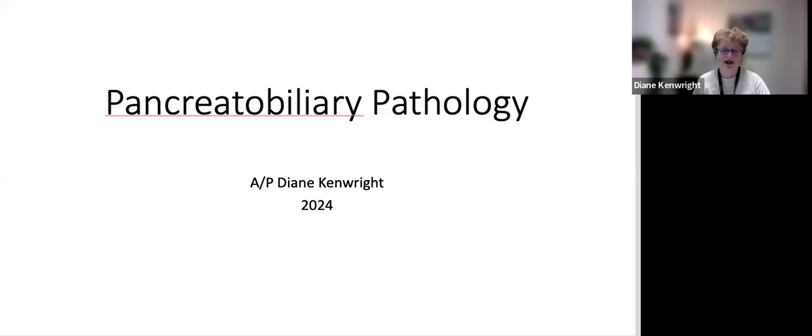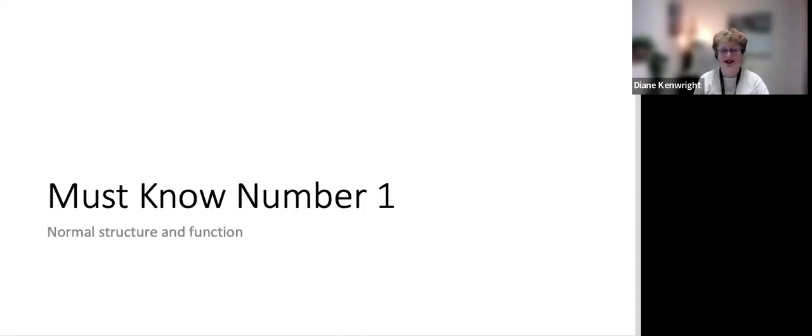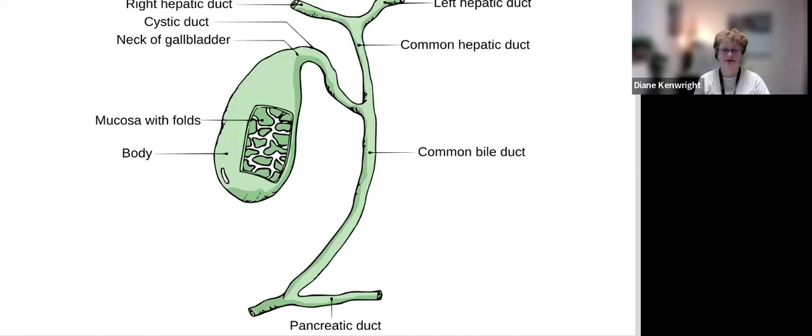What we're going to learn about today is pancreatobiliary pathology. We have several must-knows. Must-know number one is normal structure and function. I know that you learned this when you were in ELM, but we're going to quickly revise it. Here we go. Remember the anatomy.